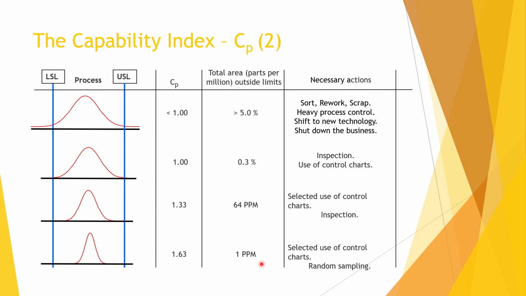For a CP equal to 2, there is only 0.01 parts per million opportunities if the process is centered. So how likely is that? It could be likely. So what did we learn here? The higher the CP number, the better. But honestly, this is really good.